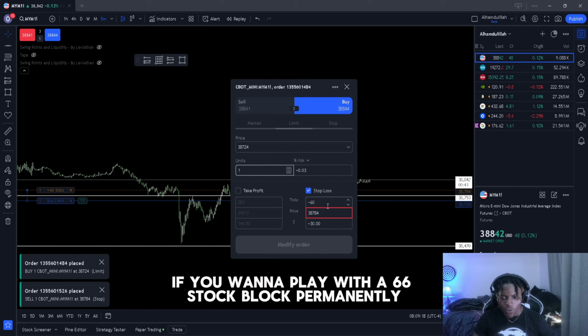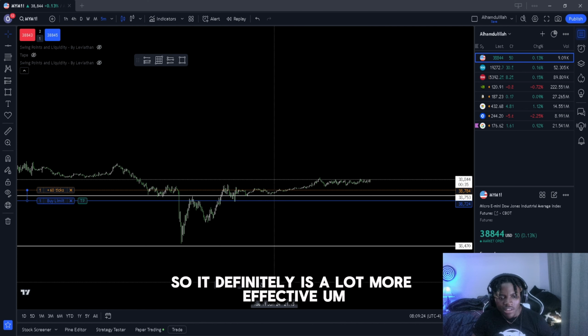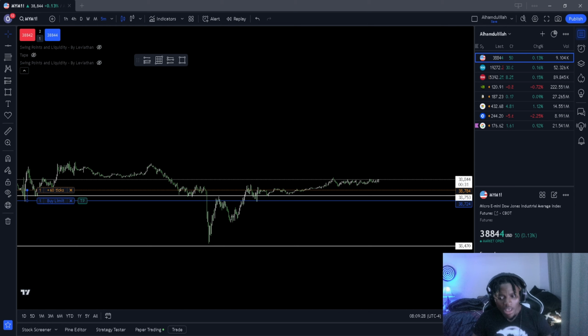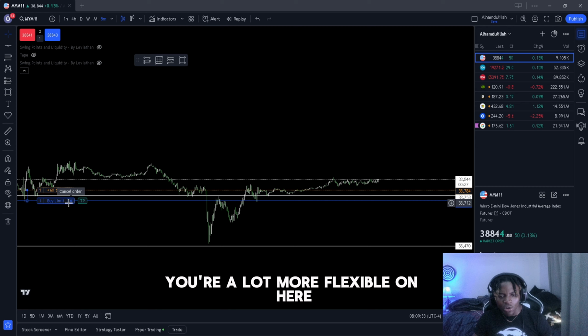So for instance, if you want to play with a 60-tick stop loss permanently, you can, and you know how much you're going to lose every single time. So it definitely is a lot more effective to scalp futures, because you can get that exact price point, and you can scalp pretty much exactly how you want. You're a lot more flexible on here.